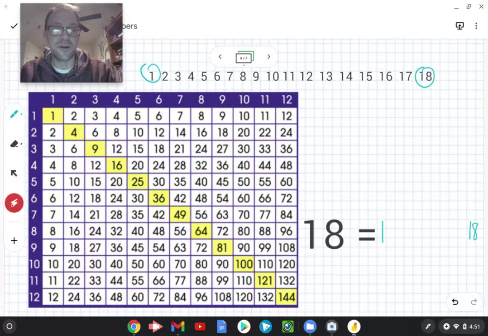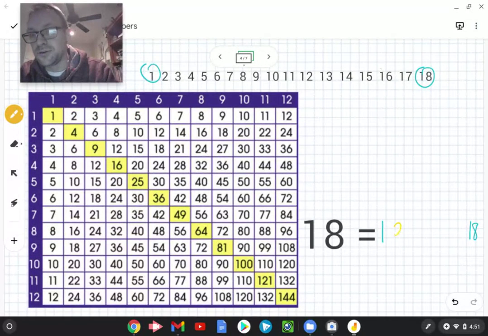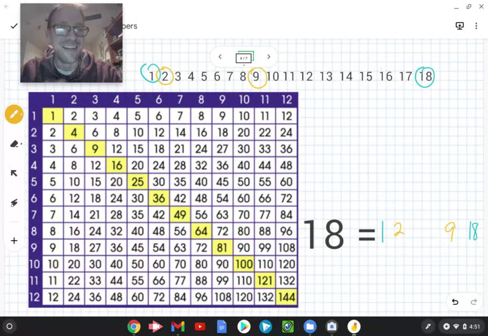Let's go to the next number, 2. Does 2 times anything get us 18? And again, thank you, Reflex Math. And if you don't know, you can use your chart. But yes, 2 times 9 gets us 18. So in a different color to stay organized, I'm going to go with 2 and 9. All right, 2 times 9. Oh, wow, that's a huge jump between 18 and 9. All right, let's keep going.